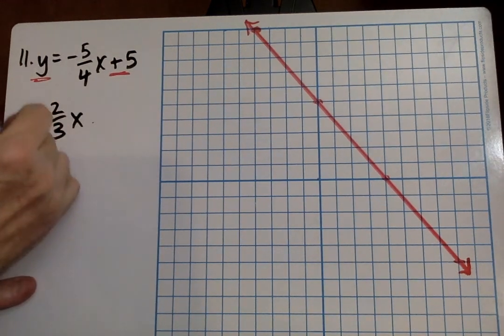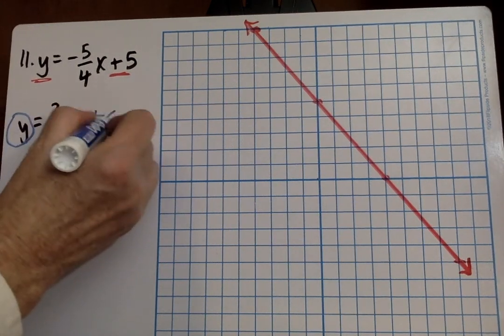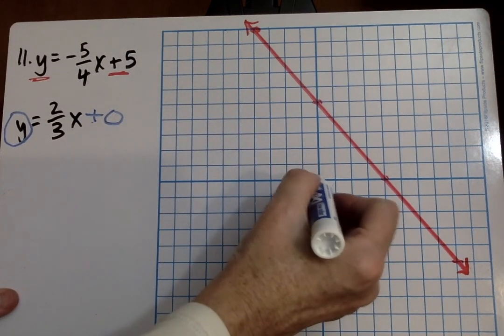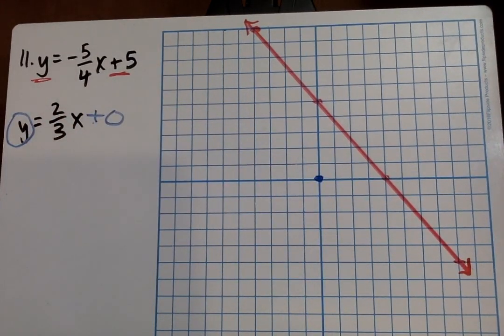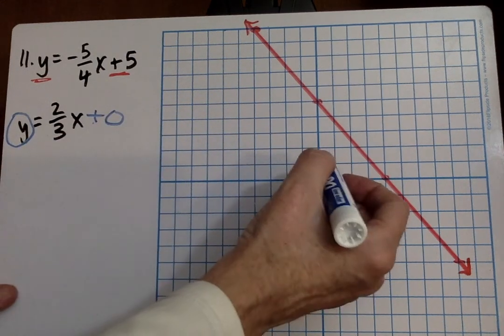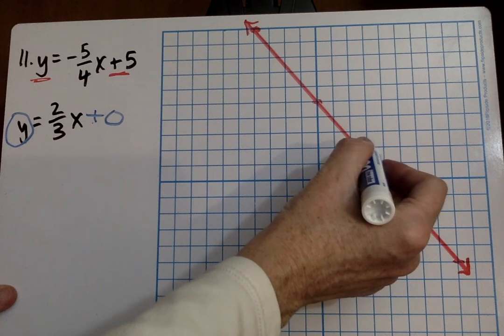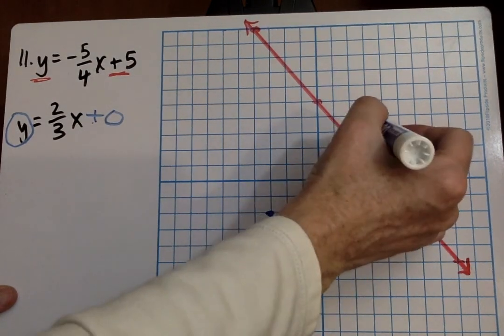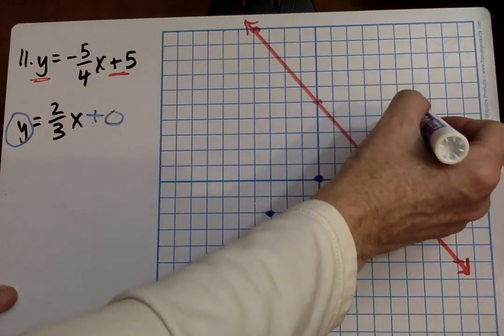Again, this is our start axis. There's nothing here, so I'm going to put plus 0, which means I'm going to start at 0 on the y-axis. 2/3 x, that's positive, so I'm going to go rise 2 and run 3. I'm going to go down 2 over 1, 2, 3, up 1, 2 over 1, 2, 3.